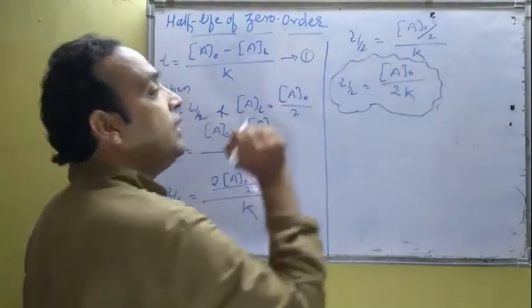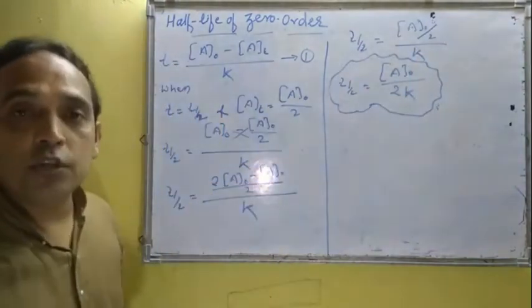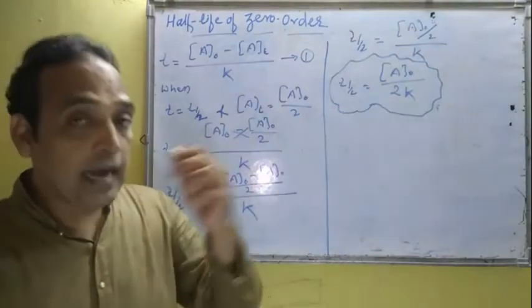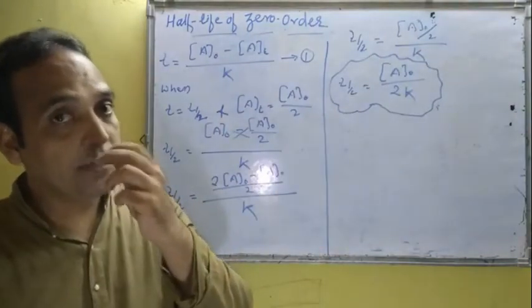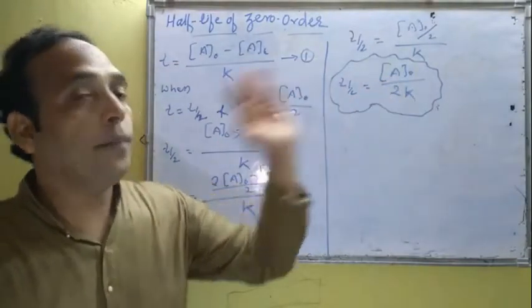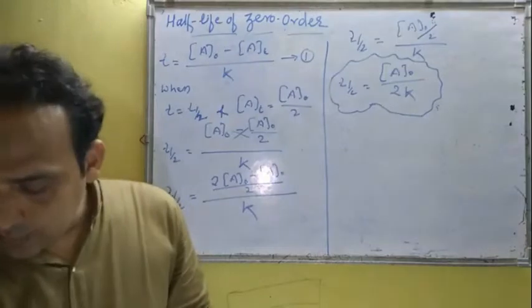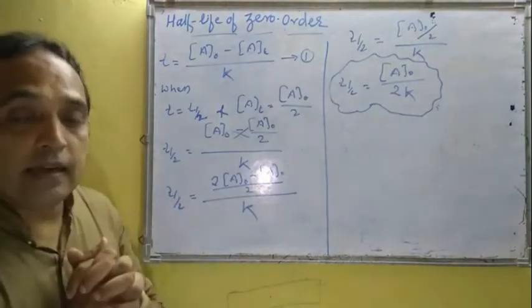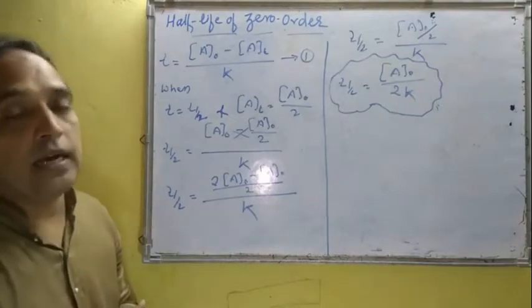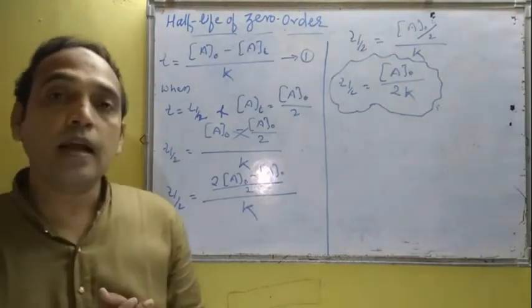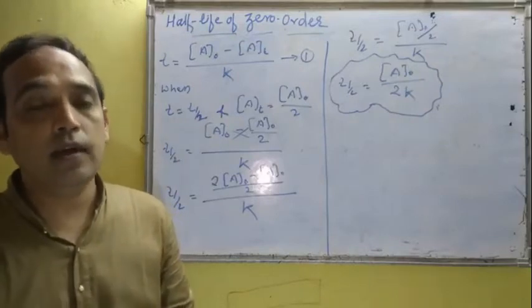for zero order reaction. Half-life for zero order reaction, T half is equal to A0 upon 2K, where A0 is the concentration, K is the rate constant, and T half is the half-life period. This is all about half-life for zero order reaction.